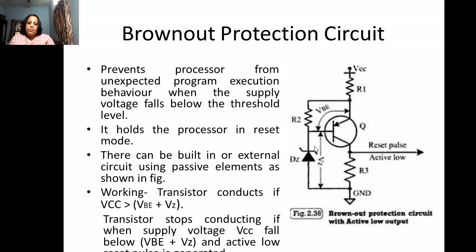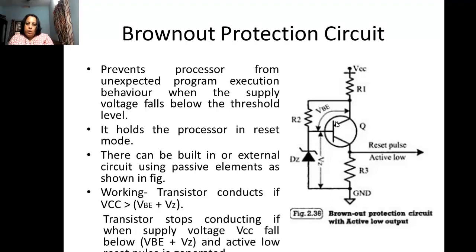How is this brownout protection circuit built? You can see that the heart of the brownout protection circuit is the transistor Q and a Zener diode. The Zener diode and transistor Q are used, along with a certain combination of resistors of course, for building a brownout protection circuit.